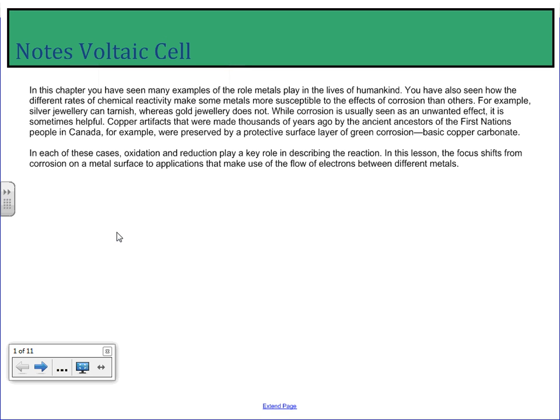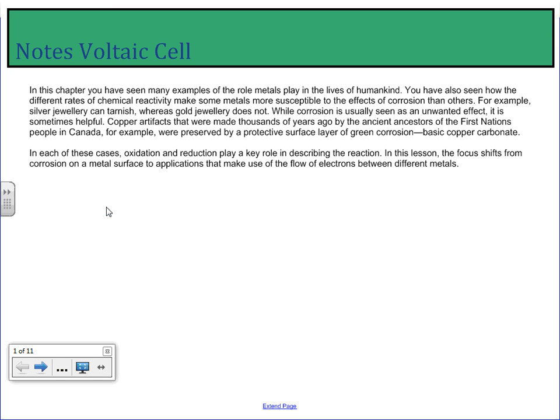Okay, so we're going to be talking about voltaic cells. In this chapter, you see many examples of the roles that metals play in the lives of humankind. You have also seen how different rates of chemical reactions make some metals more susceptible to the effects of corrosion than others. For example, silver jewelry can tarnish, whereas gold jewelry does not.